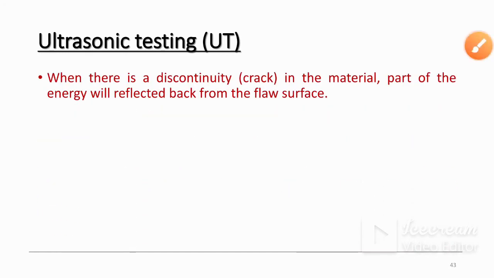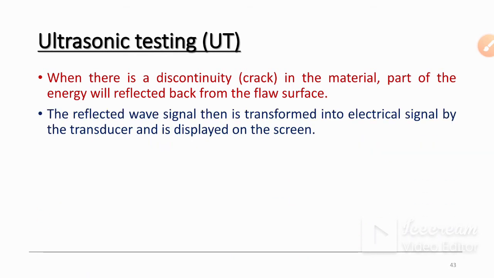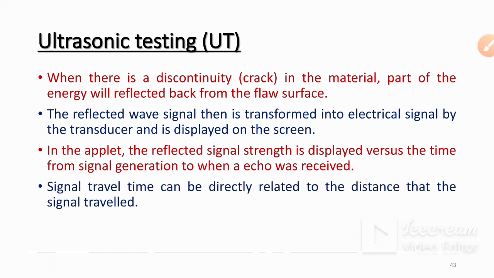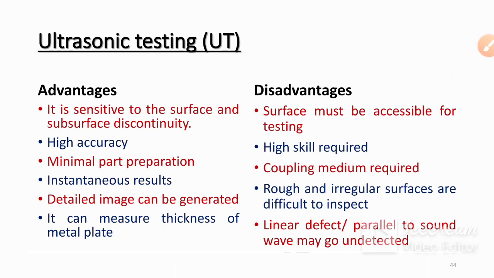So when there is a discontinuity or crack in the material, part of the energy will be reflected back from the flaw surface. The reflected wave signal is then transformed into an electrical signal by the transducer and displayed on the screen. At the applet, the reflected signal strength is displayed versus time, from the signal generation to when the echo was received. A signal's travel time can be directly related to the distance that the signal travels.